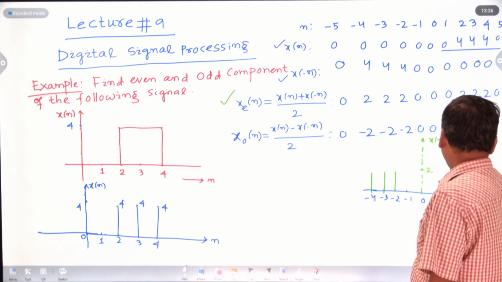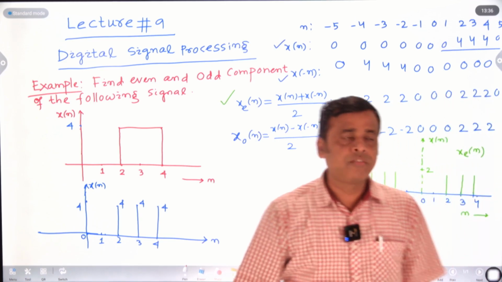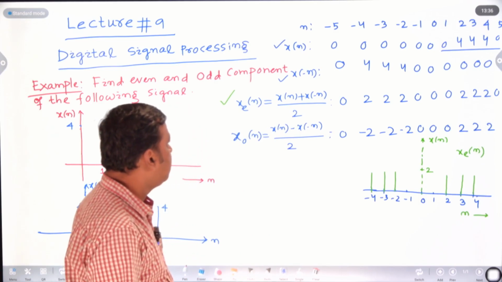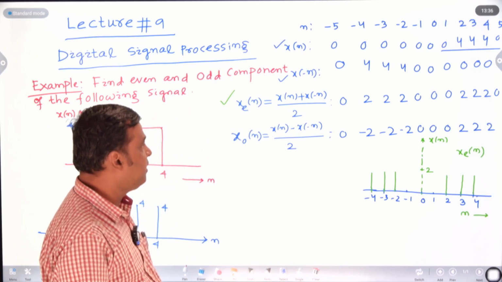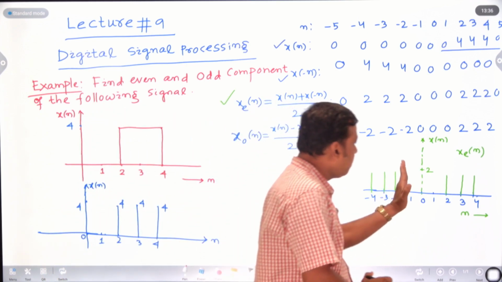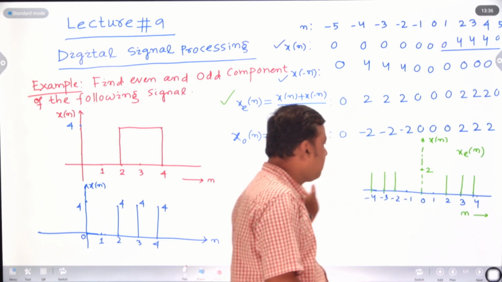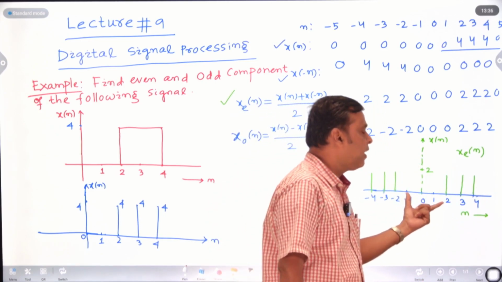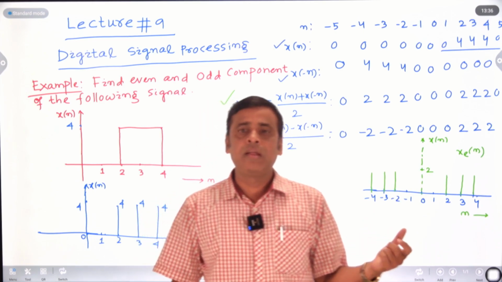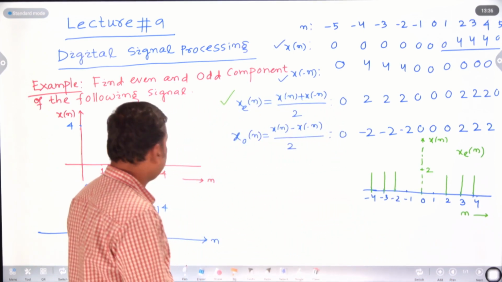of n. This is your plot. This is nothing but the even component of the signal, or symmetric component of the discrete signal x of n. The right hand side is exactly the same as the left hand side. So that's why you can say that this is the even component, or symmetric component, of the discrete signal x of n.